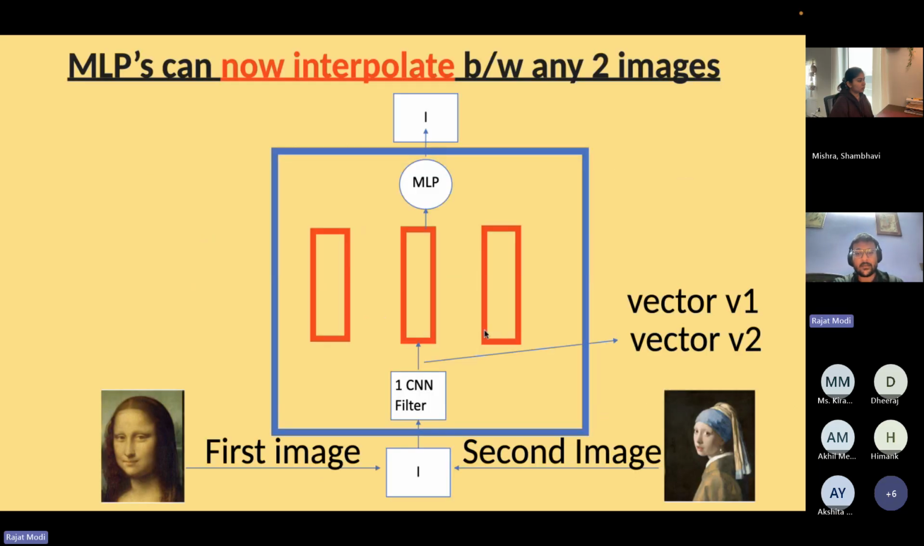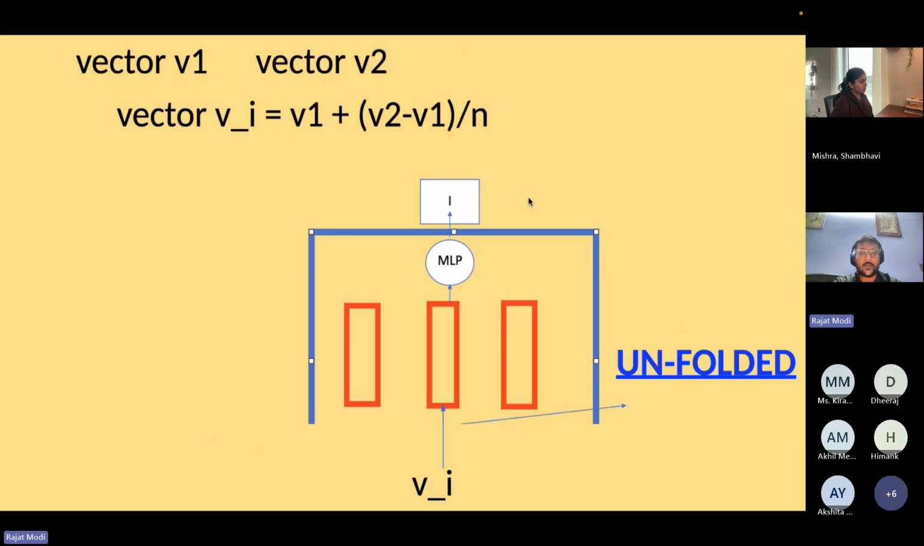Let's say that you have trained this system on a bunch of images, and you have one image and another image, and you route them through this CNN filter, and you get 2 representations, which are vectors v1 and v2. What will happen is that you can generate intermediate vector representations between these 2 vectors, which is v1 plus (v2 minus v1) by n. So this is just a linear interpolation.